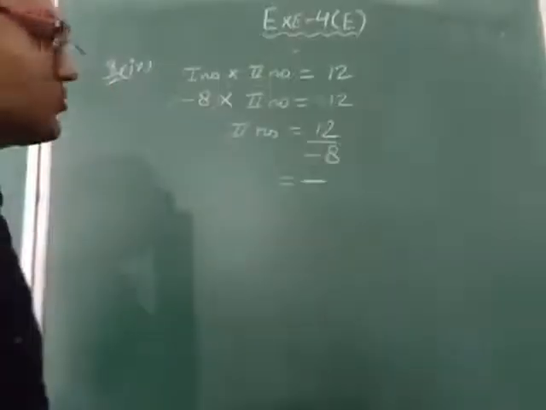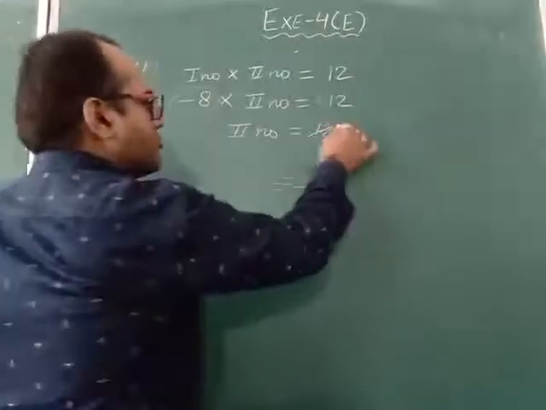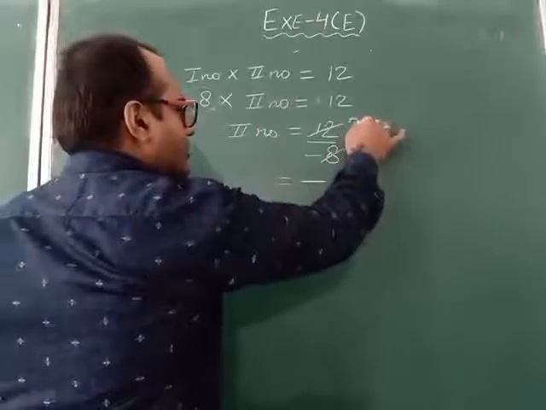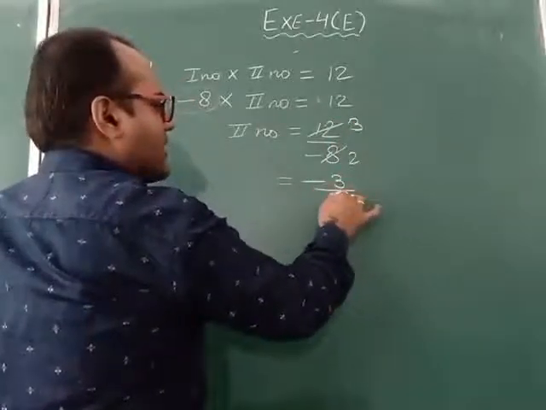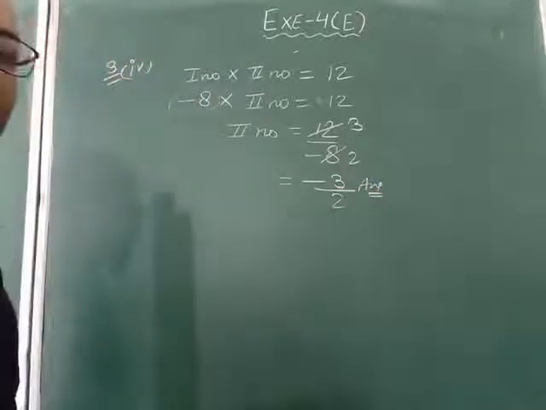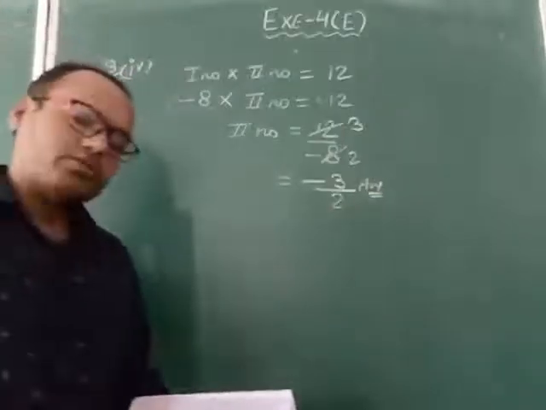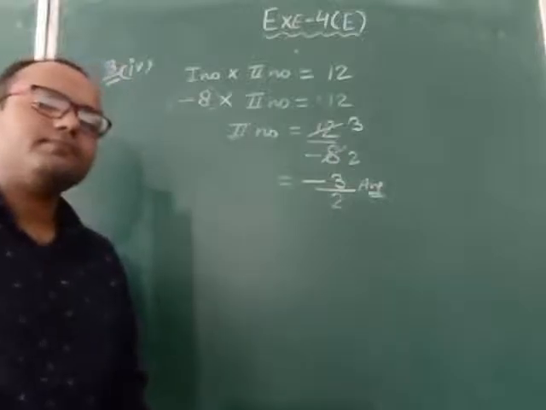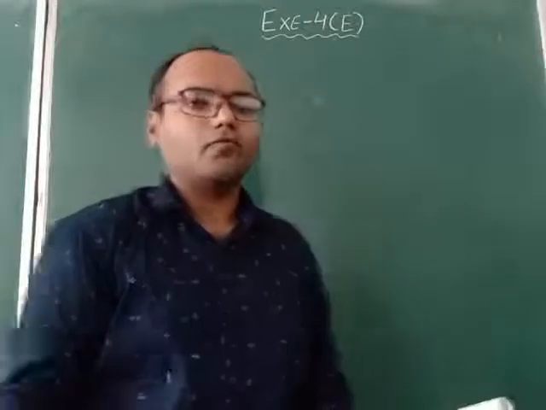Now we have to cut these two numbers with the same table. 4 2 ja 8 and 4 3 ja 12. So final answer is minus 3 upon 2. So like this you have to do all the parts of question number 3. Now come to question number 4.